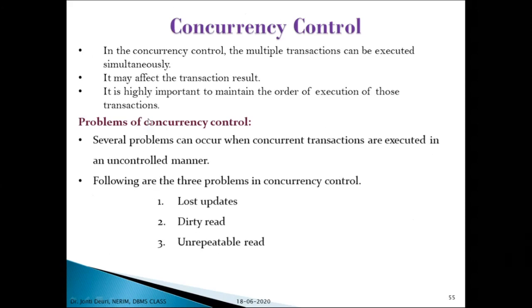Now, problems of concurrency. When you are executing transactions concurrently, there may be many problems. So what kind of problems may occur? There are several problems when concurrent transactions are executing. There are three types of problems in concurrency control: lost update, dirty read, and unrepeatable read.